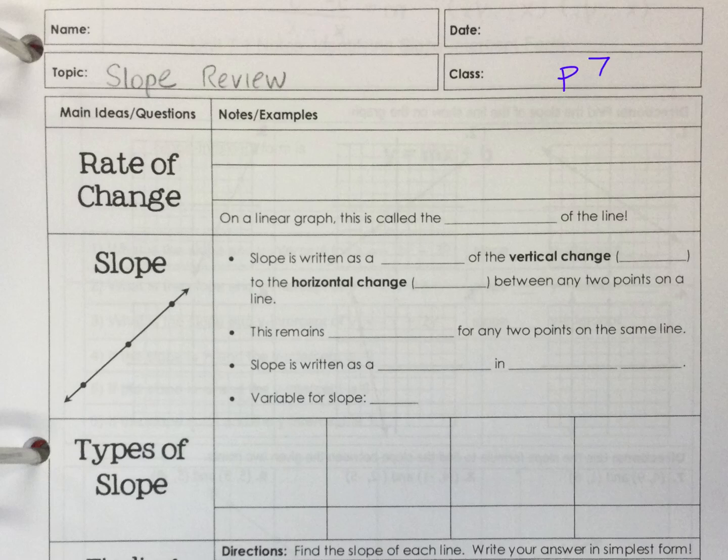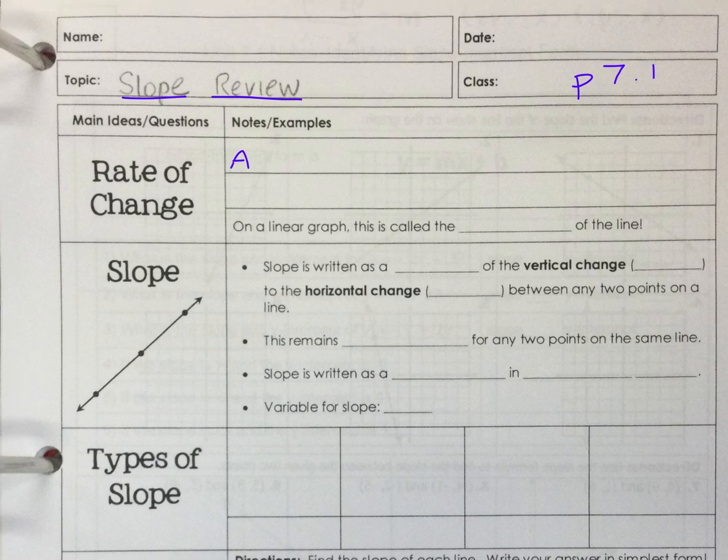All right, this is page 7.1 in your binder. We're going to talk about rate of change. This is a review from the slope that we did right before Christmas break. So, rate of change is just a ratio that shows how one variable changes with respect to another.